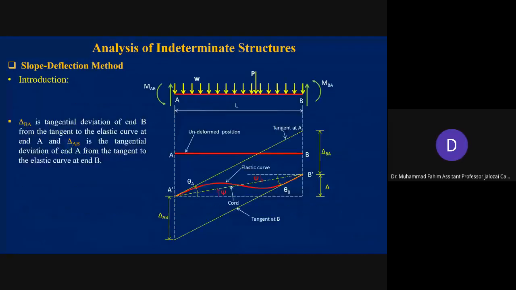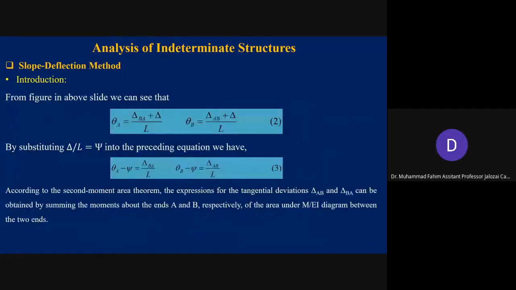So we'll get these relations, and this. Substituting delta over L as chi, we'll get this. Okay? Yes sir.